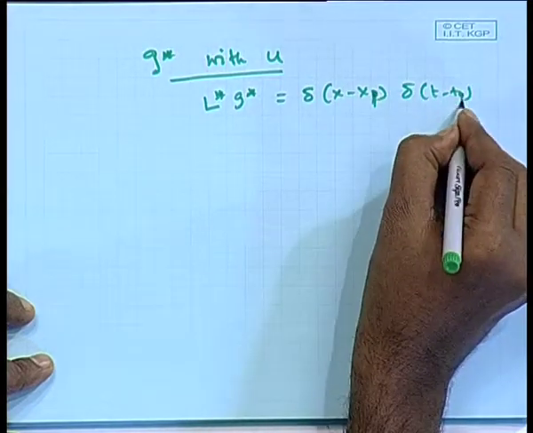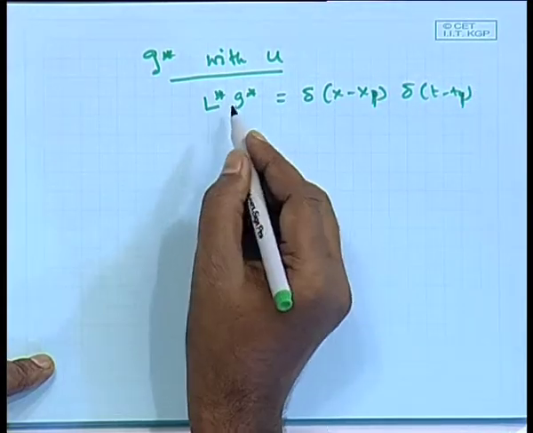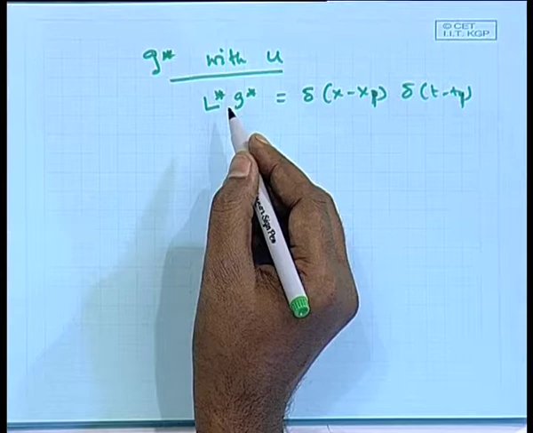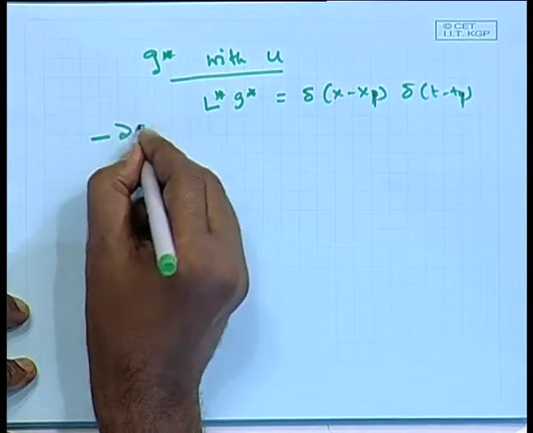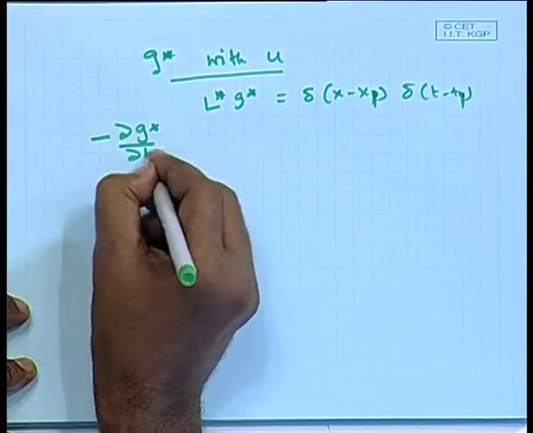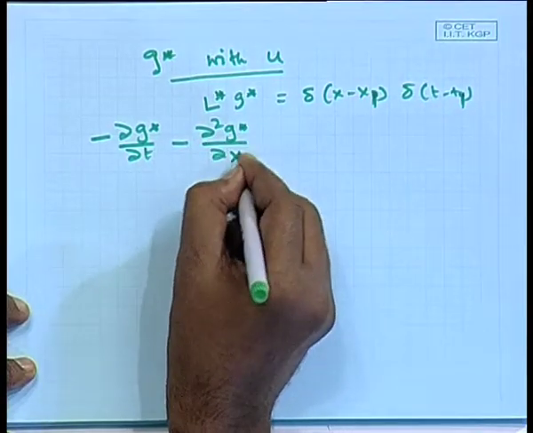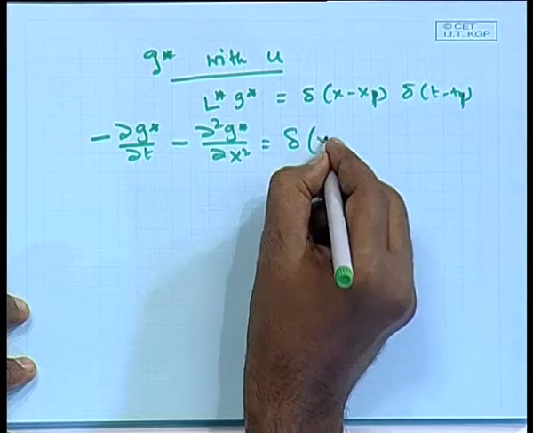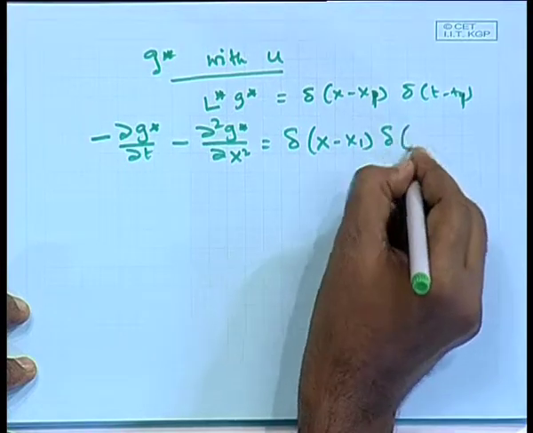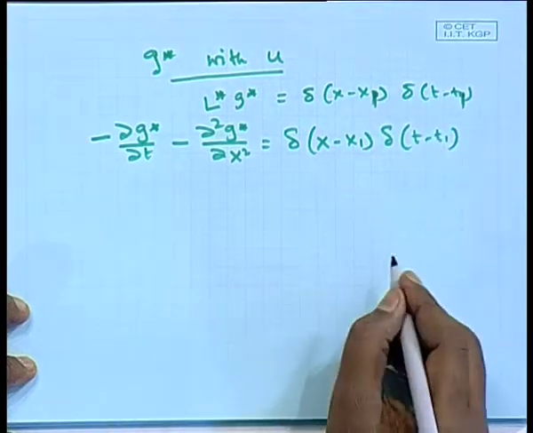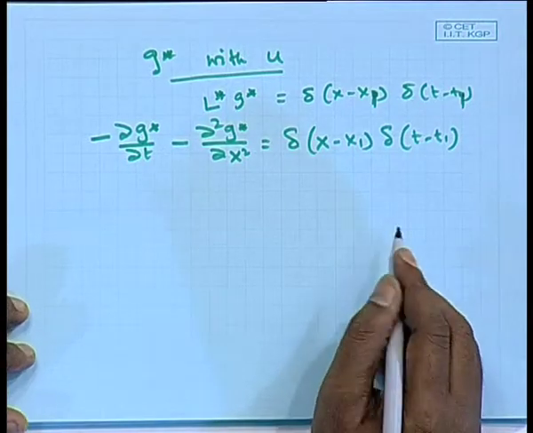x minus x1, t minus t1, that is correct, right. What is L star? It is minus del/del t minus del square/del x square. So it will be minus del G star/del t minus del square G star/del x square is equal to delta(x minus x1) delta(t minus t1), right. That is the governing equation for G star.